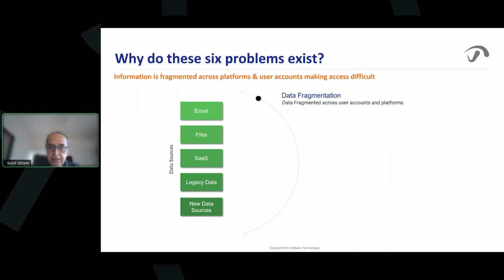Why is that? First is fragmentation. All these systems on the left can account for maybe 100 plus data sources which are fragmented. Searching across fragmented data sources, accounts, and platforms is a huge challenge. It's also time consuming. We spoke about 25% of the work week wasted on search.